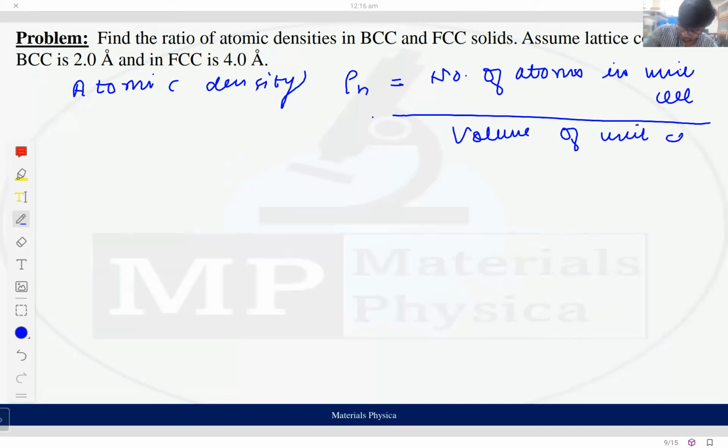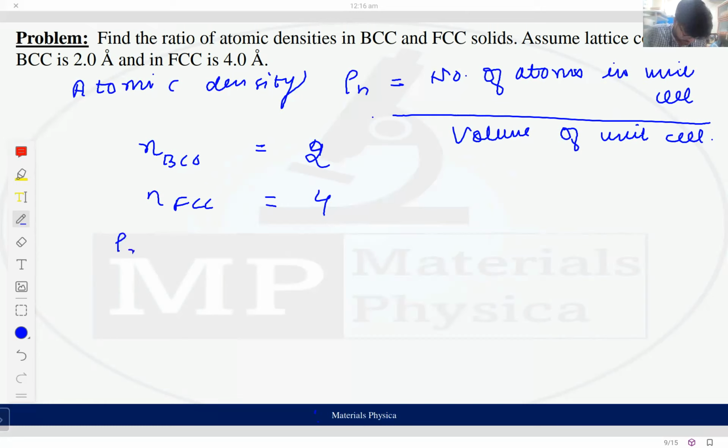So we know the number of atoms in the BCC structure is 2, and the number of atoms in the FCC structure is 4: 8 atoms at the corners, and 6 atoms at the faces of the cube. Now we have to calculate the ratio of the atomic densities.